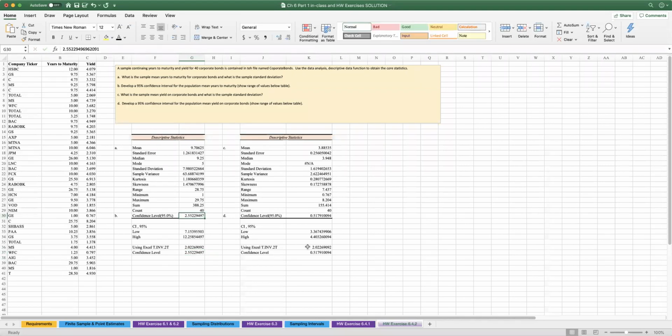And then one more time over here. So it's T.INV.2T at a 5% significance level. Again, 40 data points, so 40 minus 1 is 39 degrees of freedom. And then you multiply that times the standard error, and that's where that confidence interval is coming from.